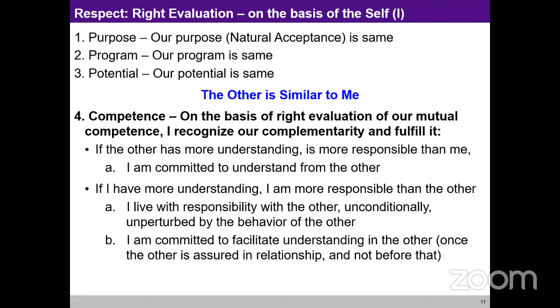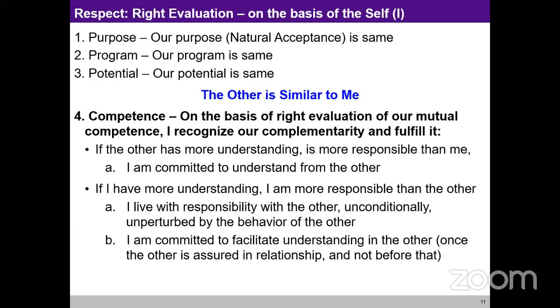So I'll just go over it one more time in case it was too many things. What we are saying is that even though we are similar in terms of our purpose, program, and potential, there is a difference even at the level of self between us and others. And this difference is at the level of our competence. So what is this competence? Like we said, we all have natural acceptance. Whenever my thoughts are going in line with my natural acceptance, then I have this understanding, I am going in the right direction, I am in harmony within. But whenever my thoughts are not in line with my natural acceptance, then I am uncomfortable inside. I am not in harmony inside, and that means I have less competence.